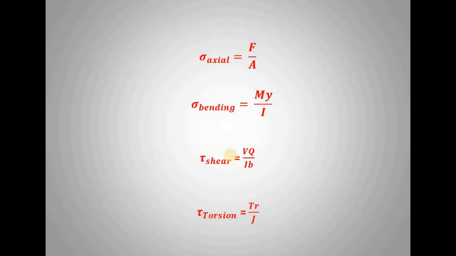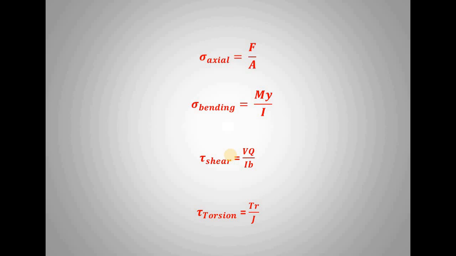So now if you take a look at the screen, we have different stress for different loading. The first one we have is axial loading. So the axial stress is the force over the area. The second one is bending, so this is the bending stress. Then the third one is the shear stress. So this is the formula for the shear stress. And the fourth one is the torsion stress. So this is also the formula for the torsion stress. We are going to be using this to analyze and design a member.